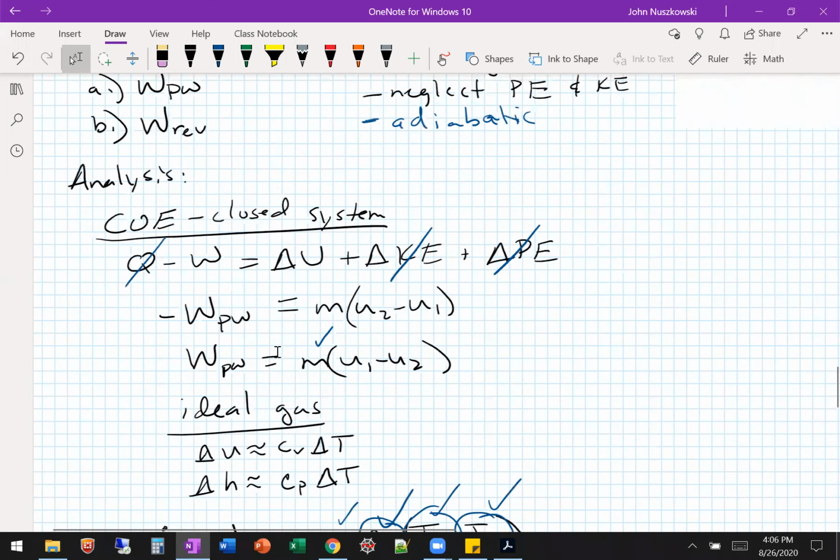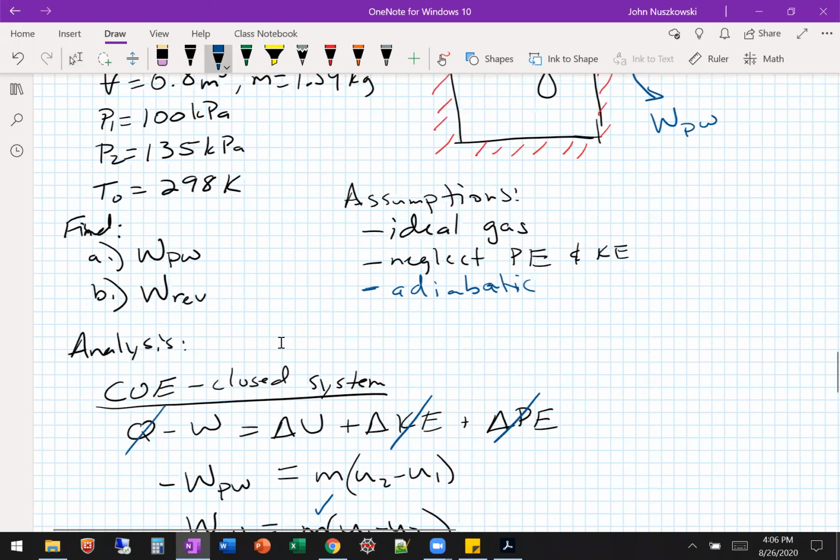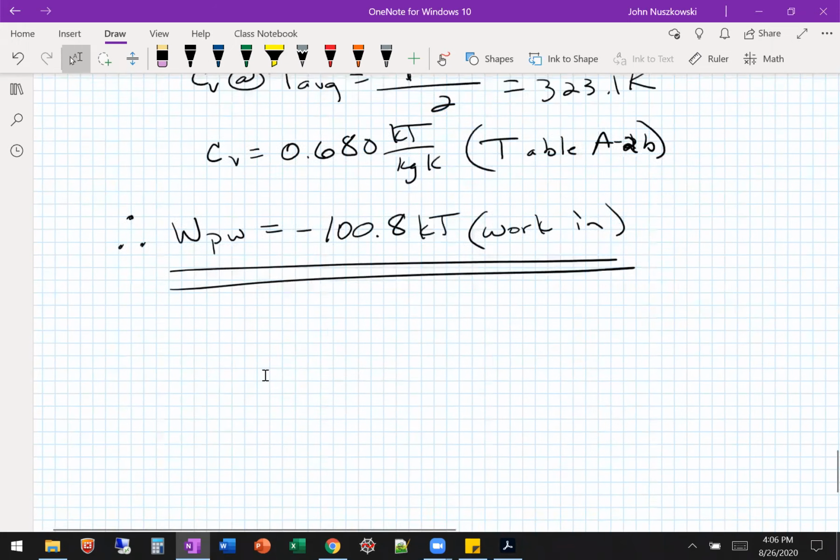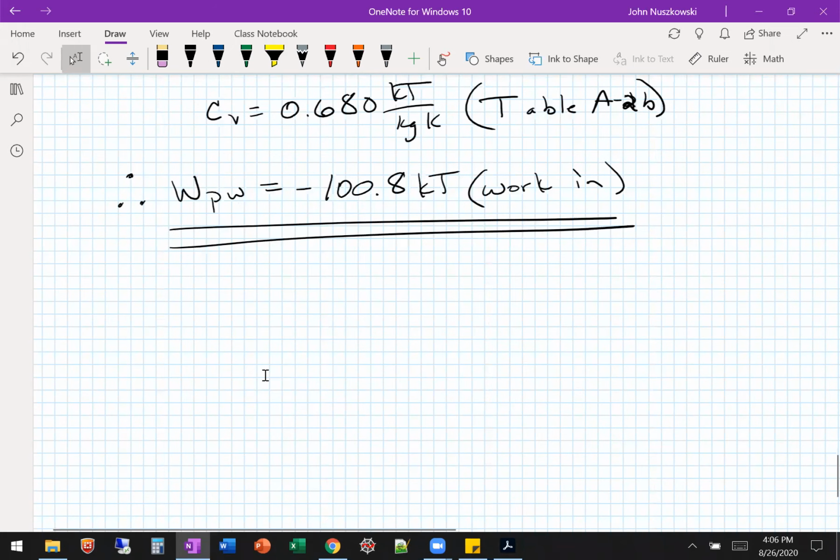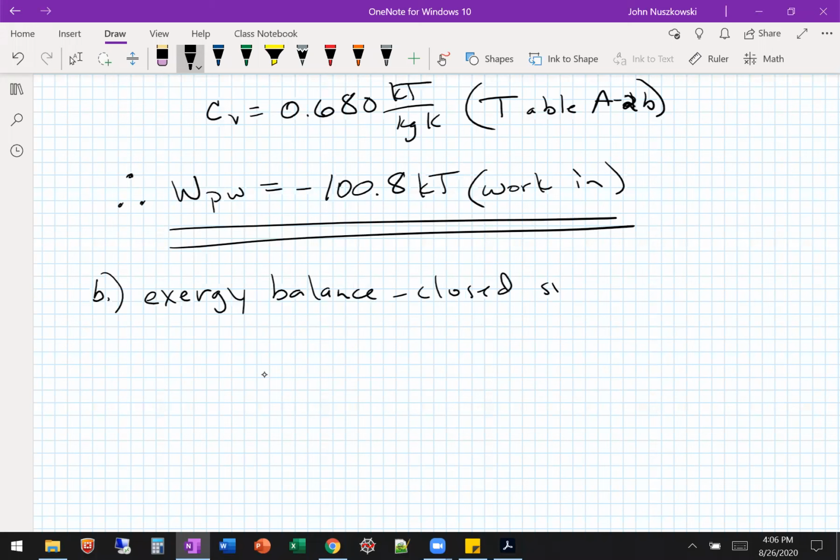Questions? Okay, so we have the paddle wheel work. Now we need reversible work. So what do we do to get that? Exergy balance, closed system. Yeah, so let's do the exergy balance for a closed system for work reversible, right?